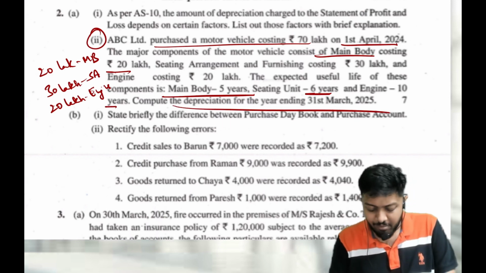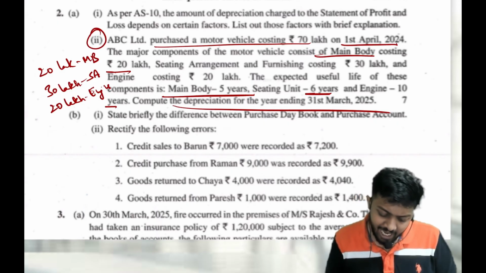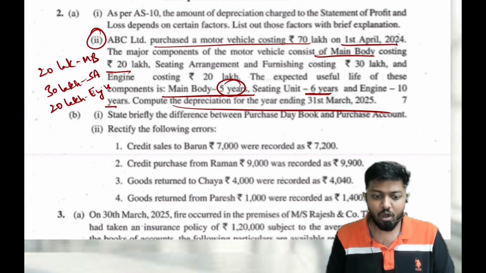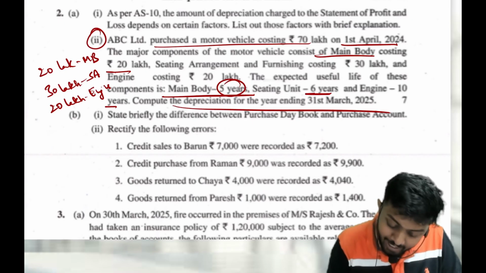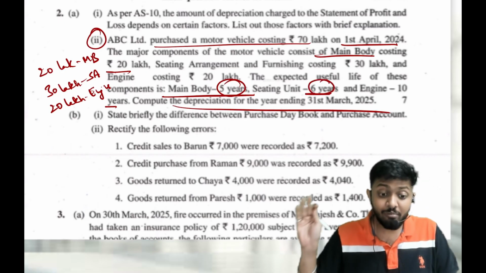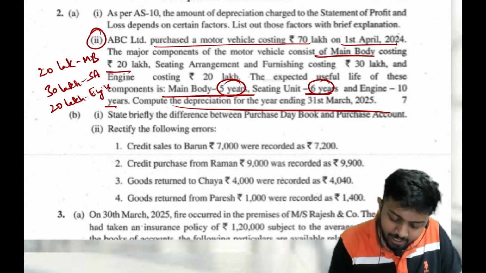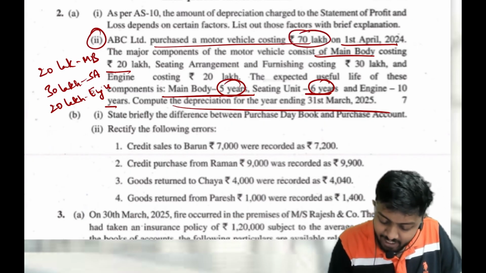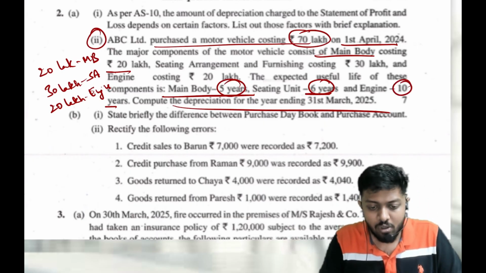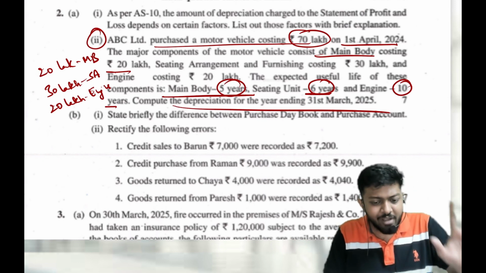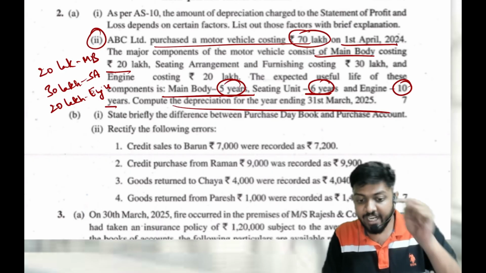Okay. Now tell me, just because the motor vehicle is one, should I take the entire 70 lakh and divide it by 5 years, because it's the main body? Does that make sense? No. The seating unit can last 6 years. The engine will last 10 years. So after 5 years, what will I do? Or can I take the entire 70 lakhs and divide it by 10 years? Can I spread it over 10 years? That doesn't make sense, no. Because after 5 years, you will change the body. After 6 years, you will change the seating unit.